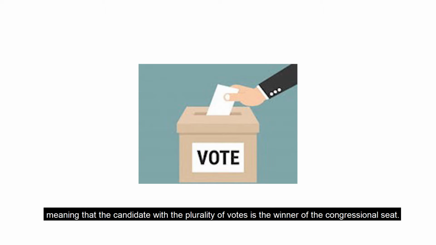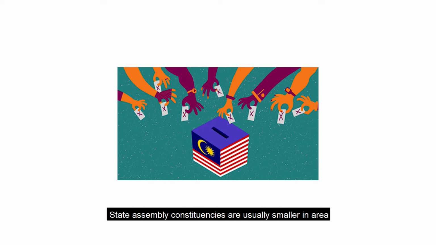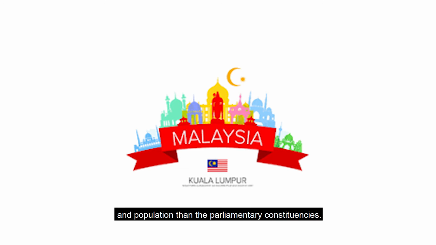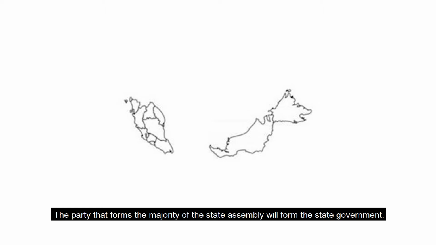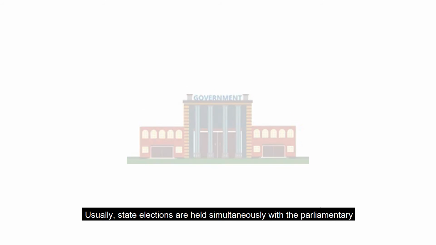First-past-the-post, as members of Congress are elected in single-member districts accordingly, meaning that the candidate with the plurality of votes is the winner of the congressional seat. The losing party or parties win no representation at all. State assembly constituencies are usually smaller in area and population than the parliamentary constituencies. The party that forms the majority of the state assembly will form the state government.